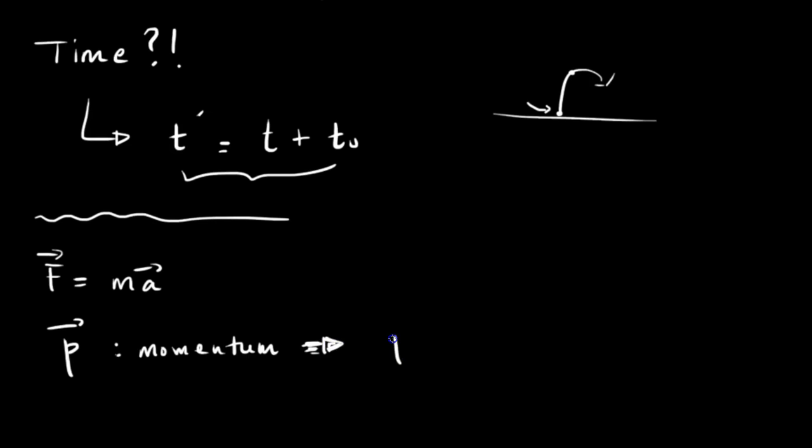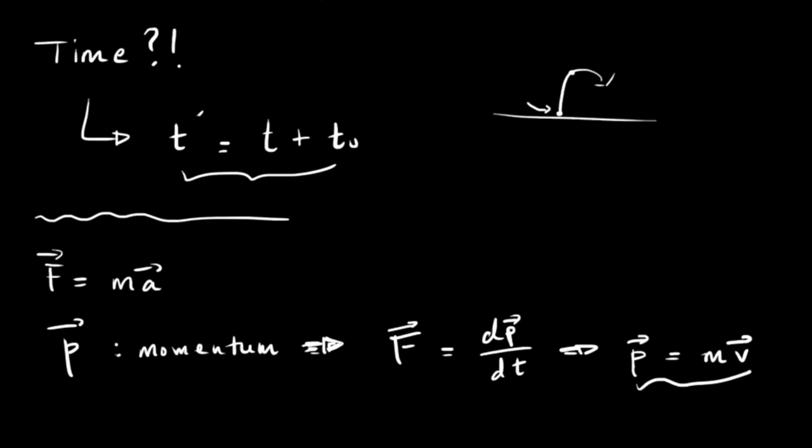So Newton's second law is equivalent to saying that the force is the time derivative of momentum, which means that momentum is nothing more than mass times velocity. Momentum is the mass times the velocity. It's the momentum of our system. And Newton's second law, when translated, is F equals dp dt. And I think that's all for now.